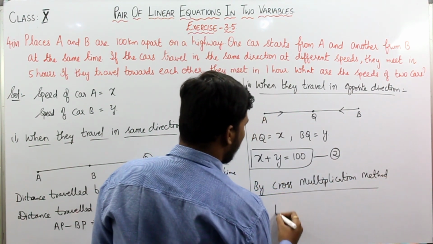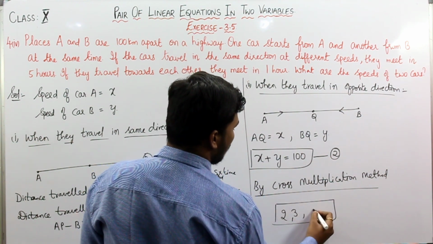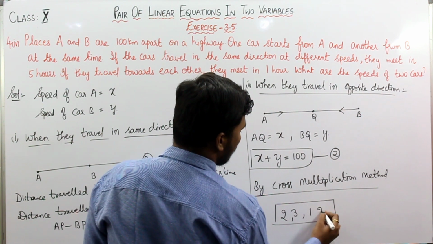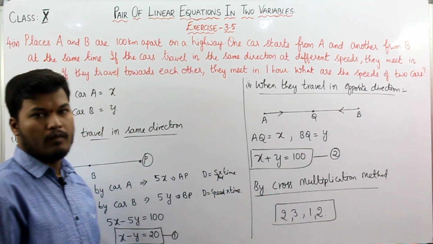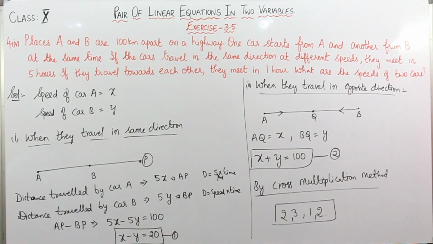Okay, what is the rule for cross multiplication method? 2, 3, 1, 2. Okay, 2, 3, 1, 2 is the rule. So let us use the rule for solving these equations.